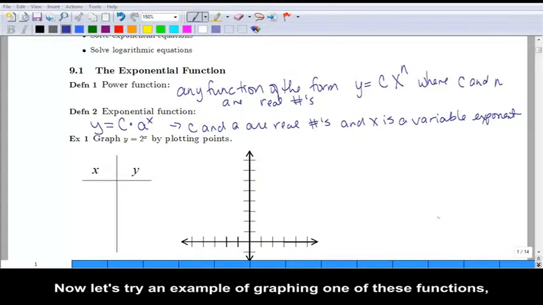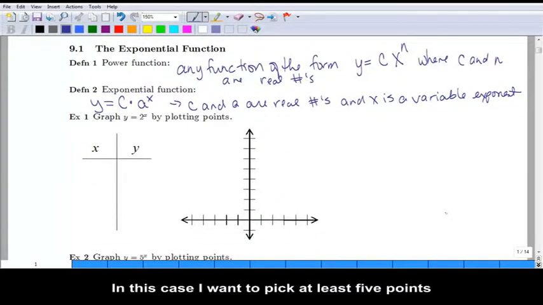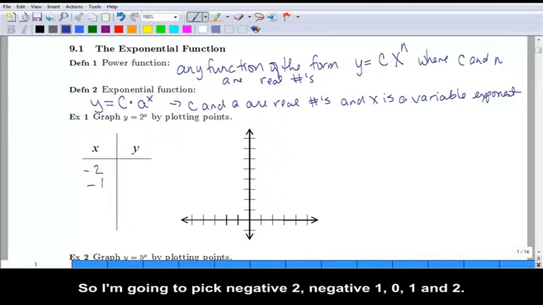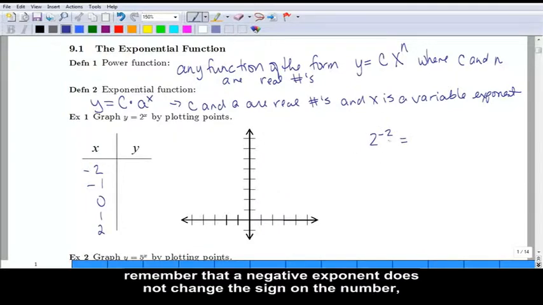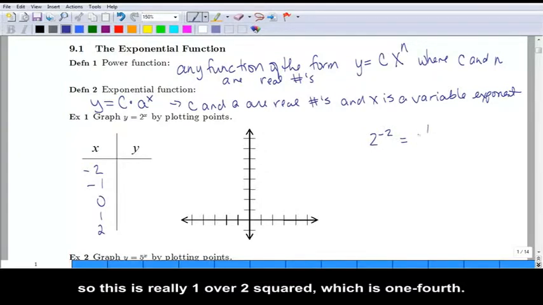Now, let's try an example of graphing one of these exponential functions by plotting some points. So, we can pick some points like we usually do. You can pick any points that you prefer. In this case, I want to pick at least 5 points just so I get a clear picture of what this graph looks like. So I'm going to pick -2, -1, 0, 1, and 2. So if we have 2 to the -2, for instance, remember that a negative exponent does not change the sign on the number. It simply flips it over the fraction bar. So this is really 1 over 2 squared, which is 1/4.